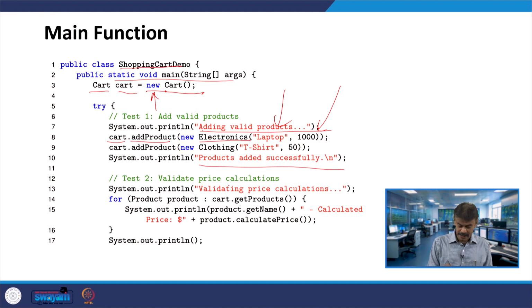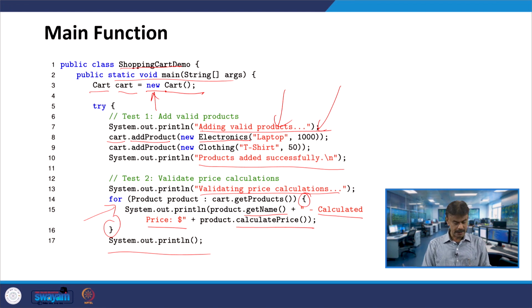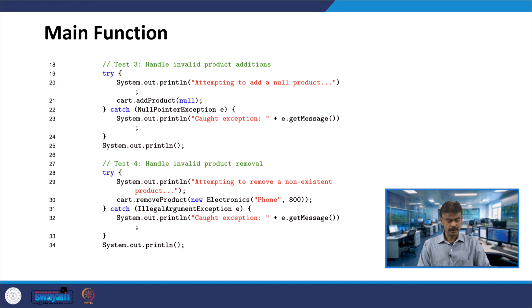Test 2 validates price calculation. You are printing "Validating price calculation". Here you have the for loop over the products, let us say P1, P2, P3, Pn, where the reference will be product. This is a range-based for loop, and all the products will be printed. It is invoking getName, and calculated price in dollars, where the product is invoking calculatePrice. Then you have System.out.println outside the range for loop.